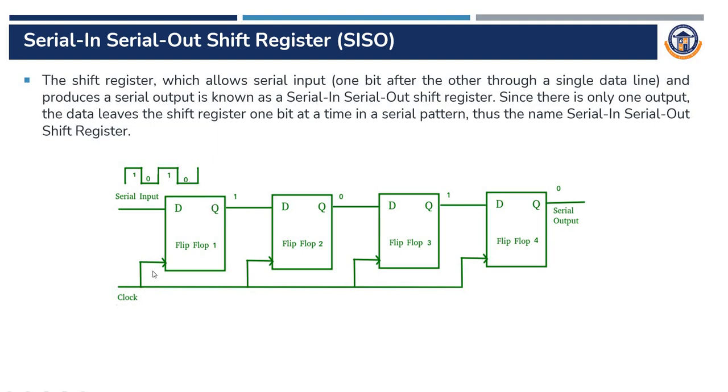Initially, for the first clock pulse, the 0 will be shifted and will be available at the output of the first flip-flop. For the second clock pulse, the second bit will be given as an input to the first flip-flop, so that the first input 0 will be available at the second flip-flop. Similarly for all the flip-flops, so after applying the fourth clock pulse, all the data will be available at the output of all flip-flops, that is 1 0 1 0.